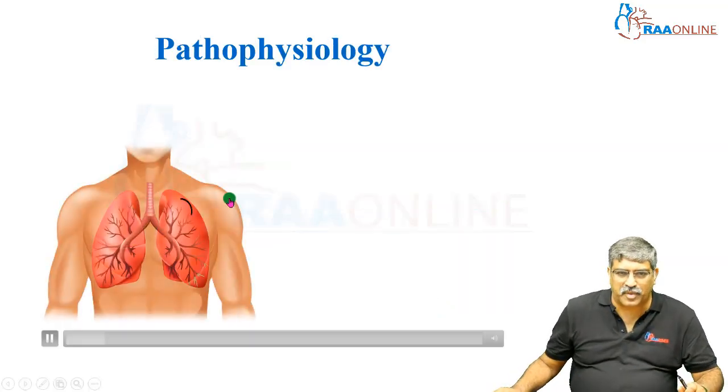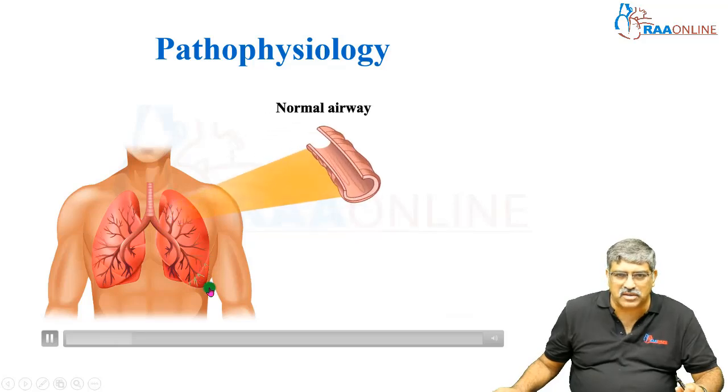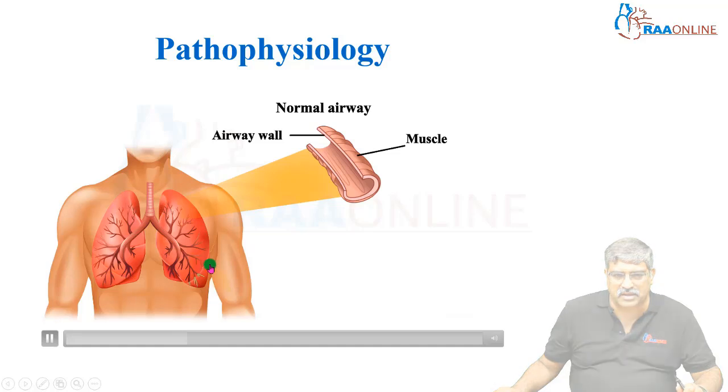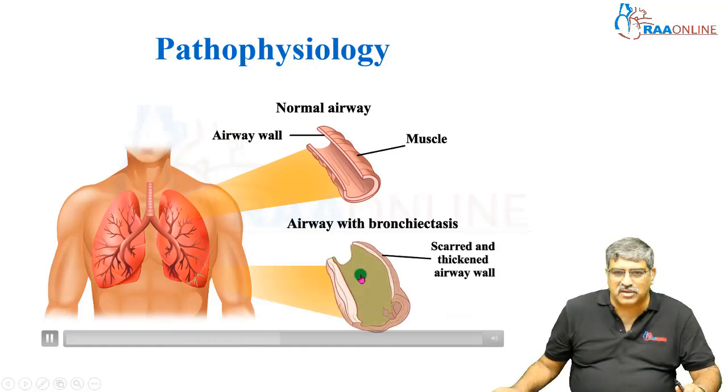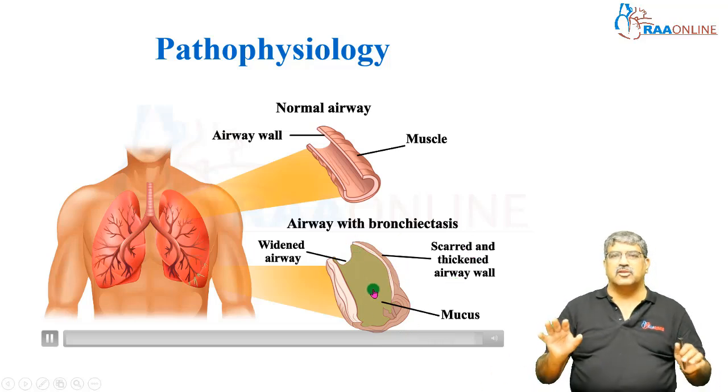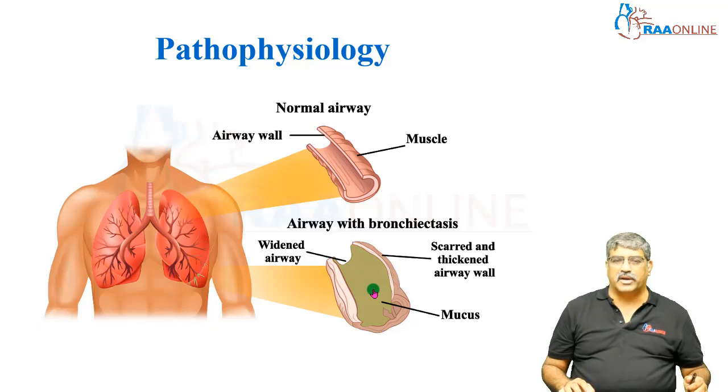Here, this part is normal lung, and here you can see the bronchiectasis. This is normal airway and this is the bronchiectasis segment, and here you can see the dilated bronchus filled with mucus, and there is a scarred and thickened airway wall, and mucus is there and the airway is widened. So, dilated bronchi, scarred and inflamed airway, and retained secretion. Those are the hallmarks of bronchiectasis.